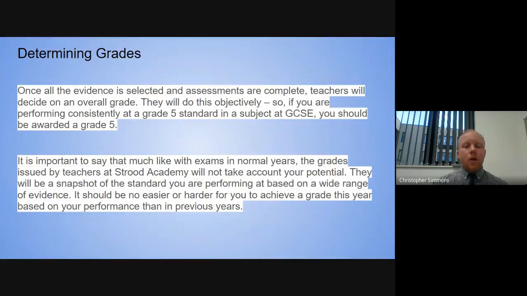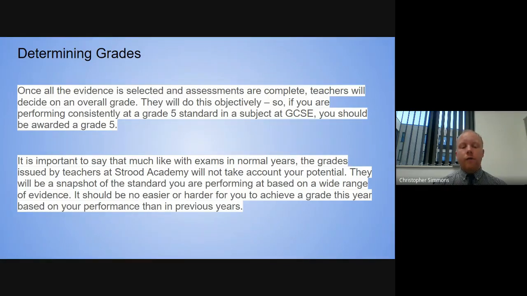Determining grades. Once all of the evidence is selected and assessments are complete, teachers will decide an overall grade. They will do this objectively. So if you're performing consistently at a grade 5 standard in a subject at GCSE, you should be awarded a grade 5.